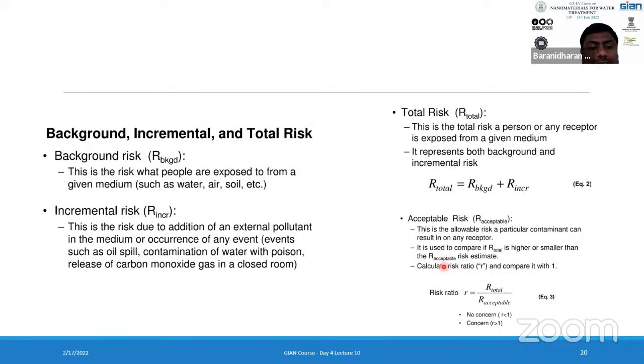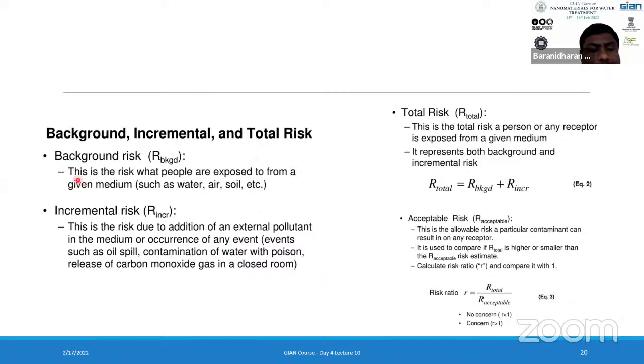There are some basic terminologies: background, incremental, and total risk. Background risk is the risk that people are exposed to from a given medium, be it air, water, or soil. Incremental risk is the risk that arises because of the presence of a pollutant in this environment, that gets along with the medium. So it is the risk due to the addition of an external or emerging pollutant in the medium, whether water, air, or soil, or due to the occurrence of an event. It can be volcanic ash, an oil spill, or an incidental leftover increase into a neighboring water source. It can be anything.